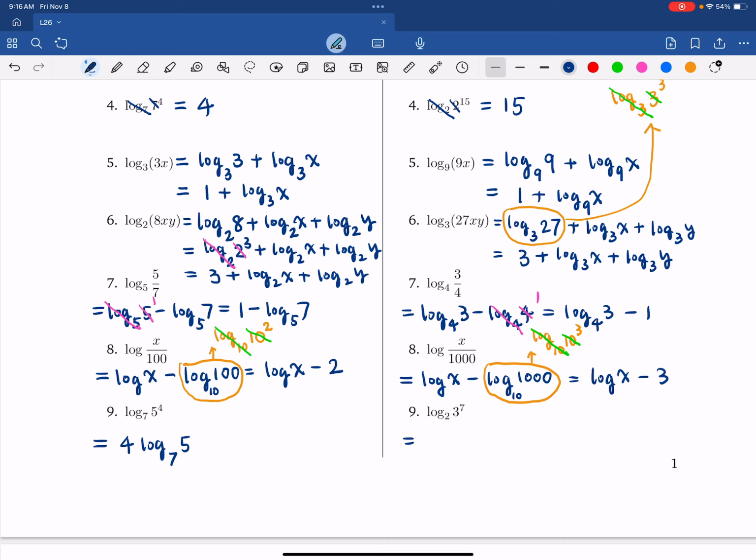Okay, so this one is also very similar. They don't have the same base, right? One is 2, the other one is 3. So what you do is you take out the 7 and put it in front. 7 times log base 2 of 3. All right, we're done with the first page.